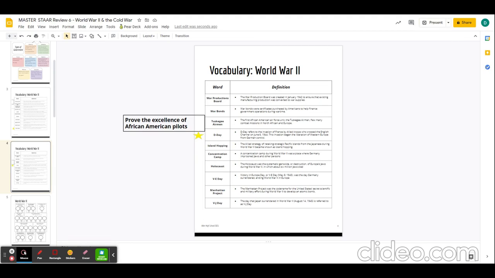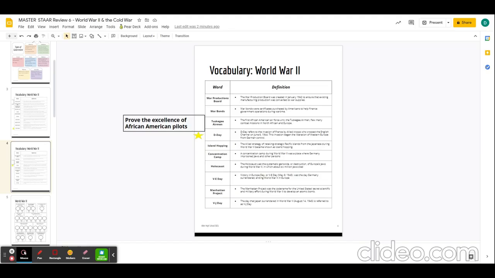The remainder of the terms on this page should hopefully stand out to you as ones you remember from our unit. I put a star by D-Day just because of the significance of that battle. That was the turning point in Europe where the Allied forces began to really have a successful fight back against Hitler. They went in and they liberated France and started heading towards Germany from the west.